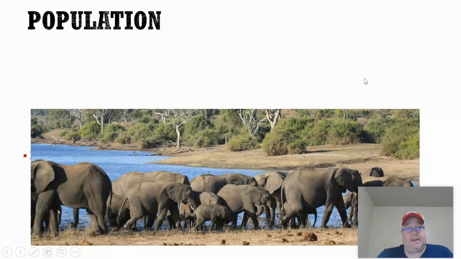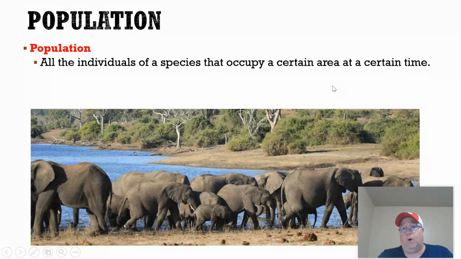Before we get into that, let's define again what a population is. This is all the individuals of a species. So, for example, these elephants here, right? These are all members of the same species. They can interbreed and produce fertile offspring. This says that they occupy a certain area at a certain time.